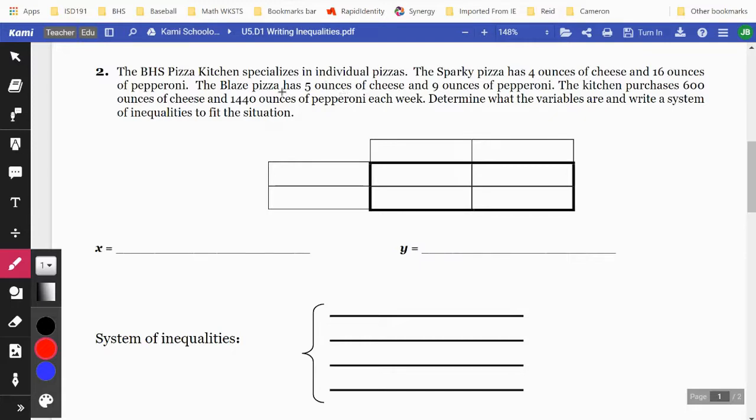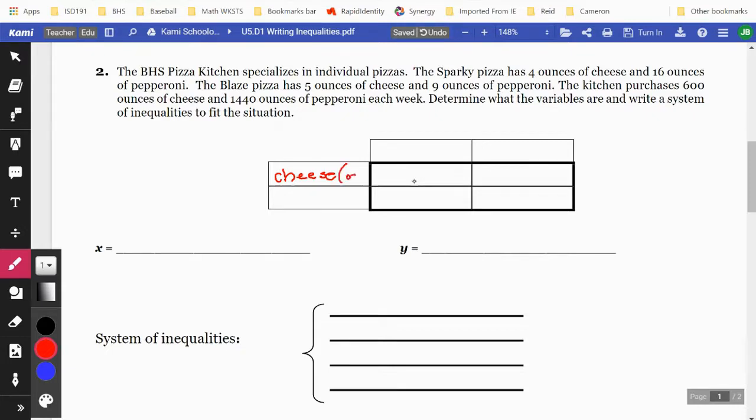We know how much cheese is used on a Blaze pizza. We know how much cheese the kitchen purchases or has to work with. So cheese is going to be one of those things that goes on the side because we know a lot of that information. And it may even help to try to organize some of this right away. So cheese, well, what did we know about cheese?